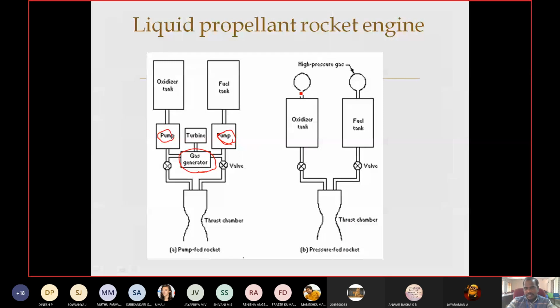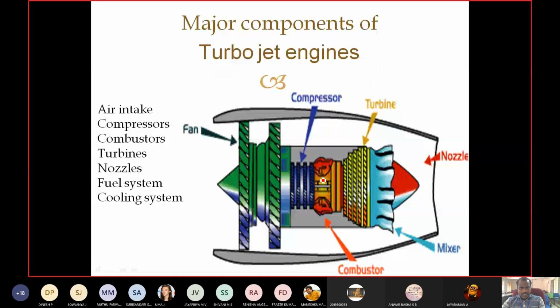Then we can have the high pressure gas over the fuel tank and oxygen tank. Right, so these are some liquid propellant rocket engines. Then the major components of our turbojet engines that you know: we have air intake, we have compressor, we have combustor, we have turbine, we have nozzle, then we have fuel system, then we have fuel cooling system. So these are the main components of turbojet engines.